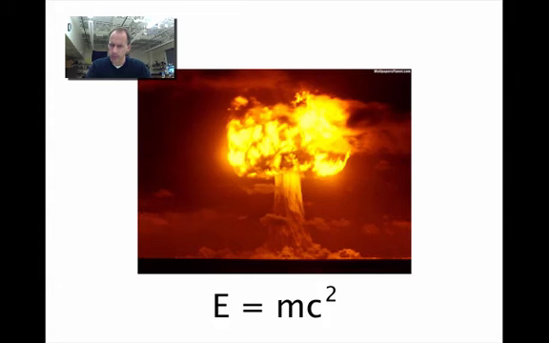So this equation, discovered by Einstein, the E is energy, m is mass, and c is the speed of light. What this equation tells us is that mass, matter, is really just a form of energy. We can convert between the two of them, and if you convert mass into energy, just a little bit of mass releases an extremely large amount of energy.